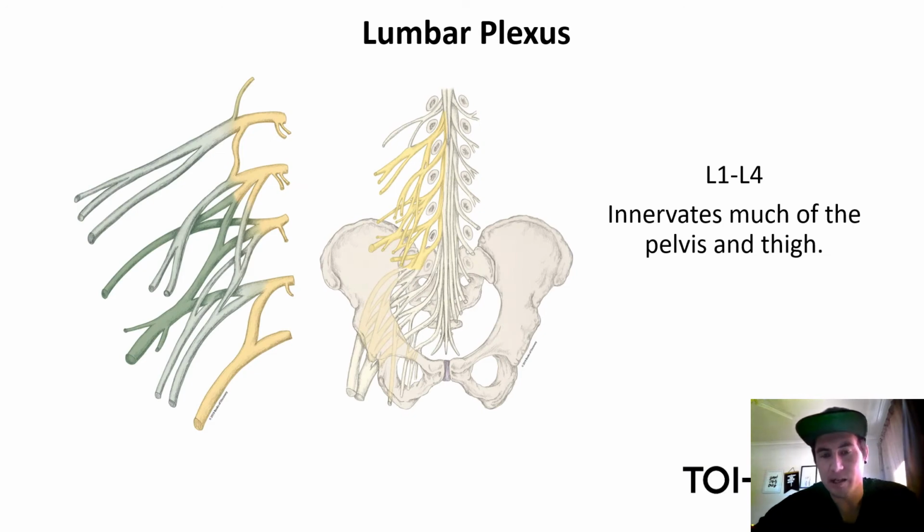Lumbar, so our lower L1 to L4, innervates much of the pelvis and thigh. So in terms of what parts of the body these groups of nerves stimulate, a big part of it is where they're positioned in terms of their region.